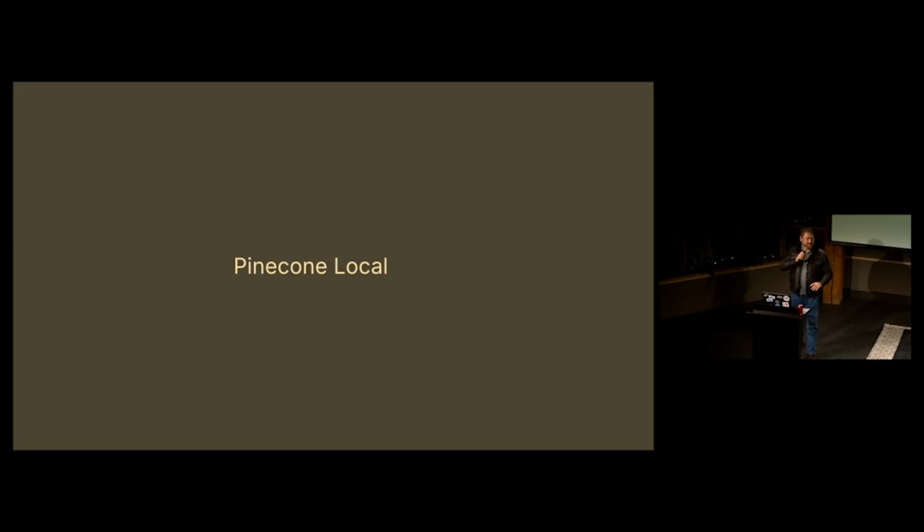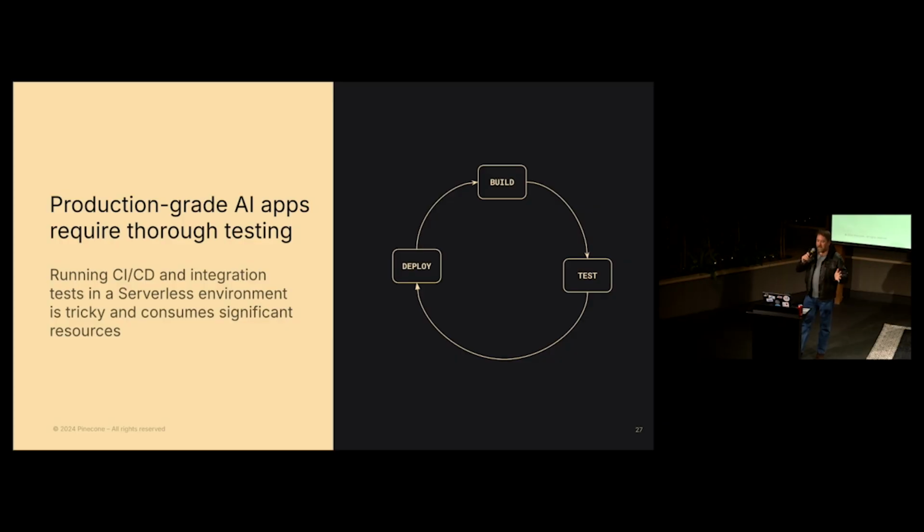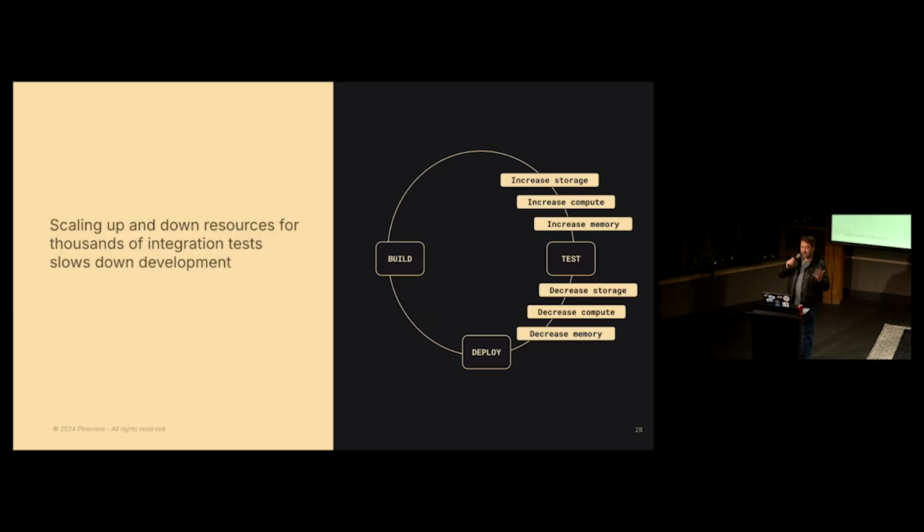All right, this is the last thing we're going to be talking about tonight. And this is, again, brand new, it just came out last week. It's something people have been asking for a long time, and it's Pinecone Local. Production-grade AI apps in general need a lot of thorough testing, right? You have to set it up in your CI/CD pipeline, and you have to integrate all of your services in one place. Scaling those resources up and down can be computationally expensive and time-consuming. Even if you're using a serverless service like Pinecone, it still takes time for an index to be populated and come online, and then to be taken offline. We want to simplify that as much as we can.